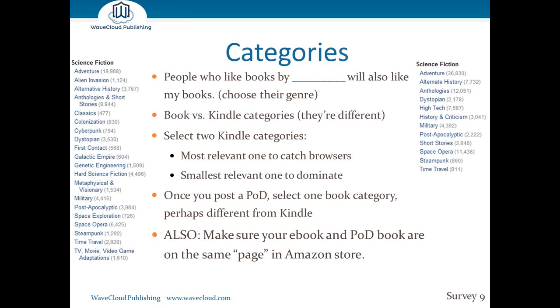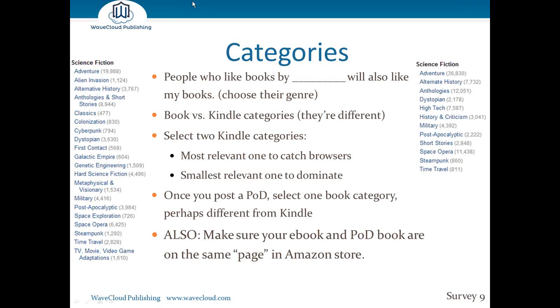So if you've written an Alien First Contact book or a military sci-fi book or a devotional book or a cookbook, make sure that you choose as one of your ebook categories the dominant category where your book should appear. But then as your second one, I want you to consider choosing the smallest category possible. What do I mean by that and why?